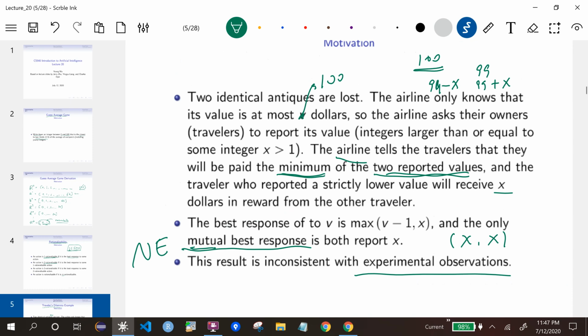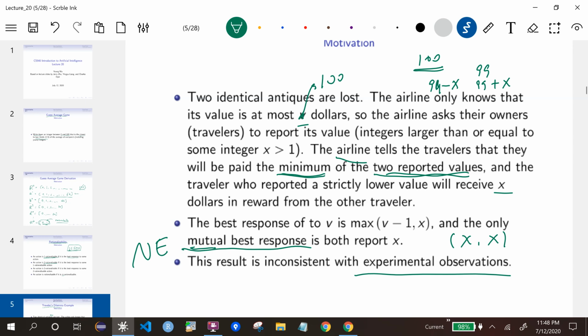Most likely, people will just report truthfully, but in case we don't have a truthful value, they will try to make the best guess instead of just either reporting the highest possible value or the lowest possible value. There are many reasons why the Nash equilibrium concept is not the best possible concept, but it's still the most popular solution concept for simultaneous move games.